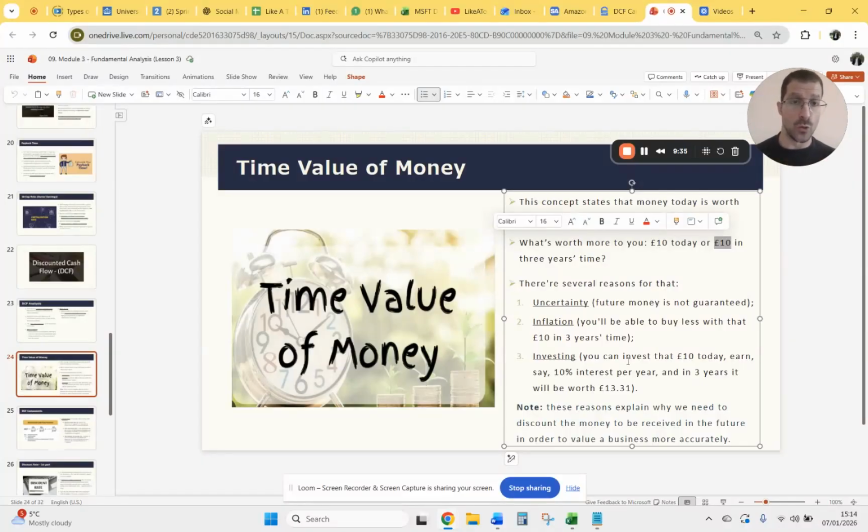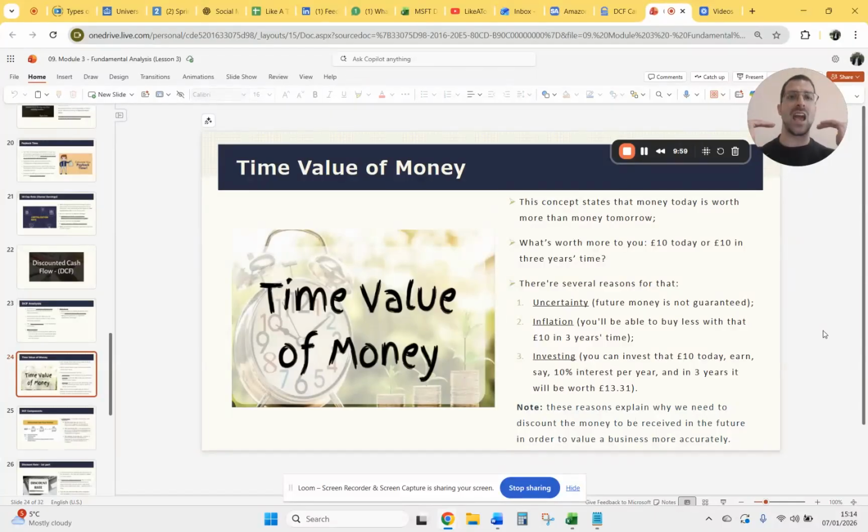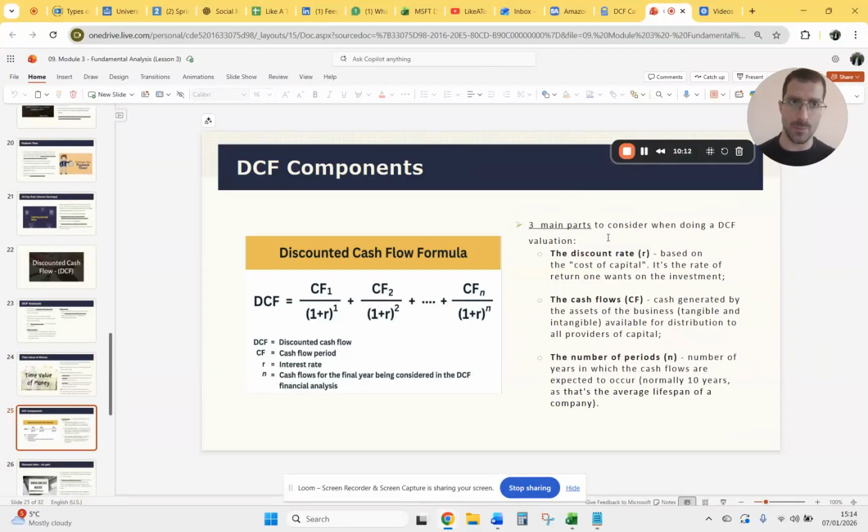Look at that. If you can invest that $10 today at, say, 10% per year, in 3 years it will be worth $13. That's one more reason for you to want those $10 today instead of in 3 years' time. Note, these reasons explain why we need to discount the money to be received in the future in order to value a business more accurately. So now you already have a foundational understanding of the DCF and why we use it, and you understand its limitations. So now we can start talking about its three main components.